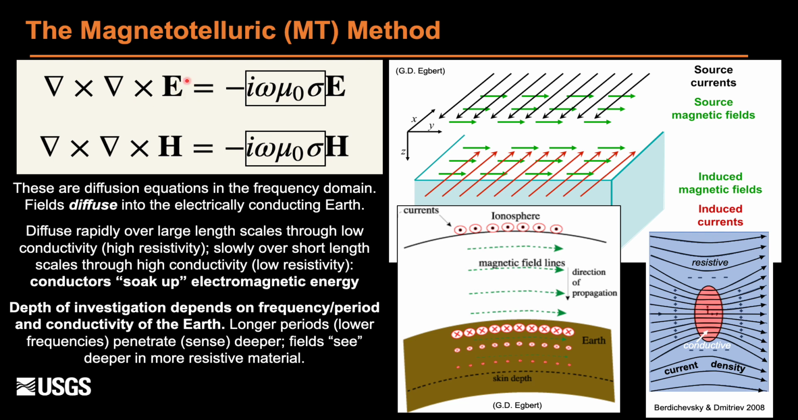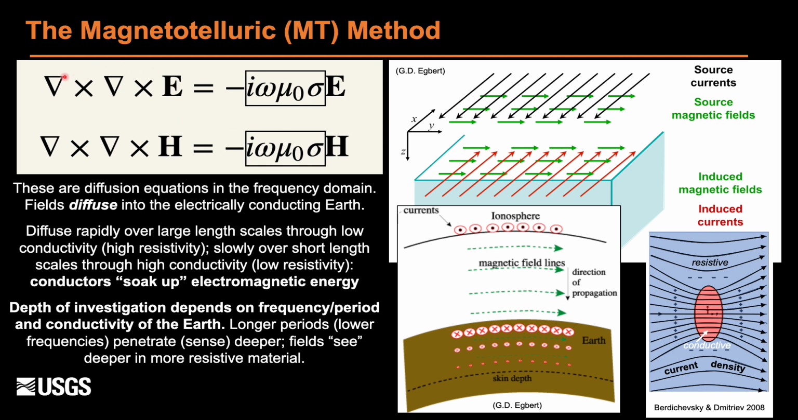Here, E is the harmonic electric field vector, H is the harmonic magnetic field vector, sigma is electrical conductivity, which is a function of spatial position, and i is the imaginary constant. Mu naught is the permeability of free space, and the magnetic permeability of almost all materials is the same as the permeability of free space. I want to highlight a few aspects of these equations that reveal some of the characteristics and limitations of the MT method. First, note that these are in fact diffusion equations.